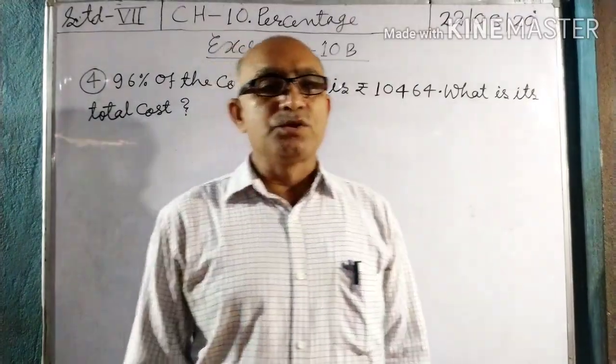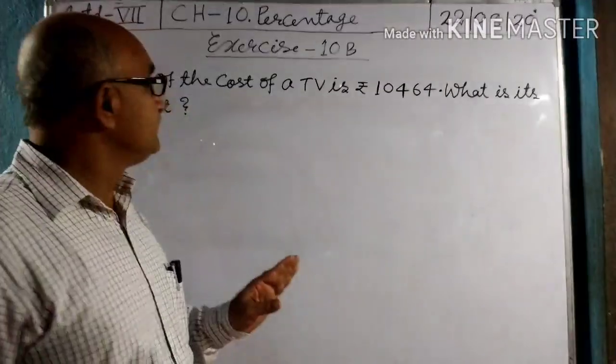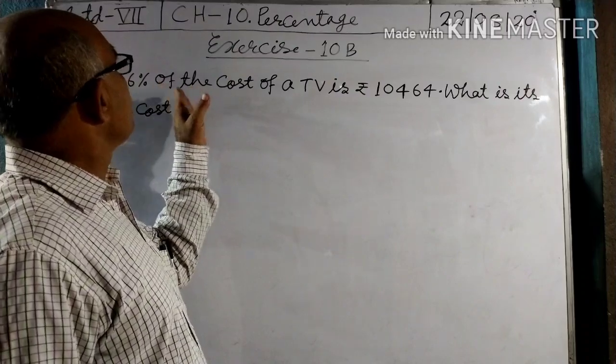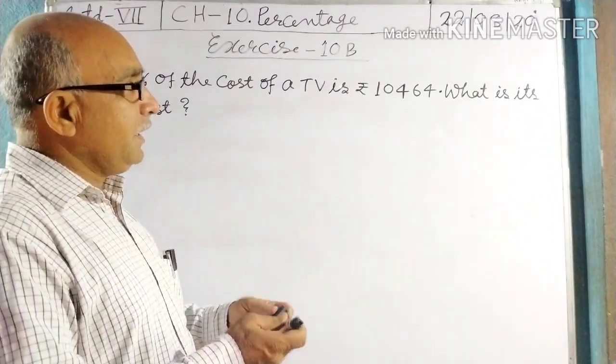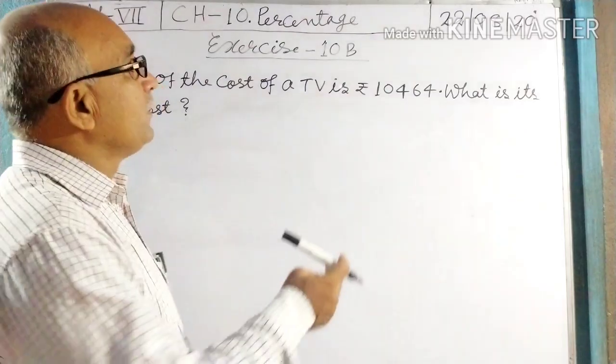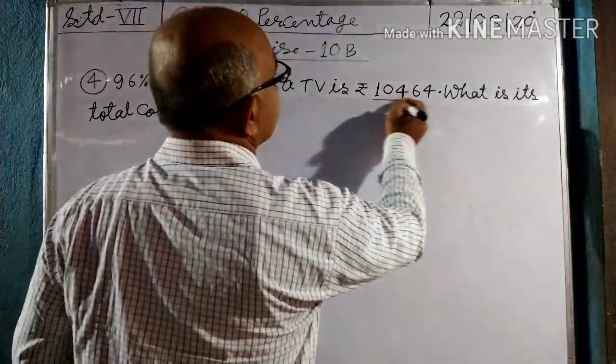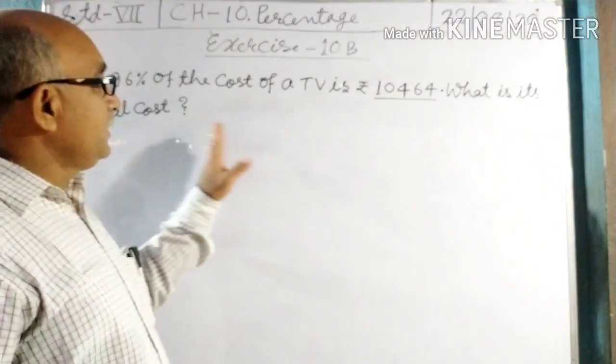Students, next question is question number 4. 96% of the cost of a TV is rupees 10,464. What is its total cost? So let total cost be rupees X.